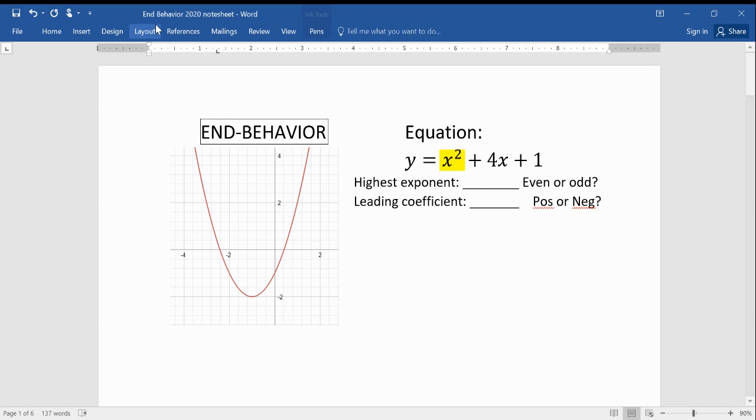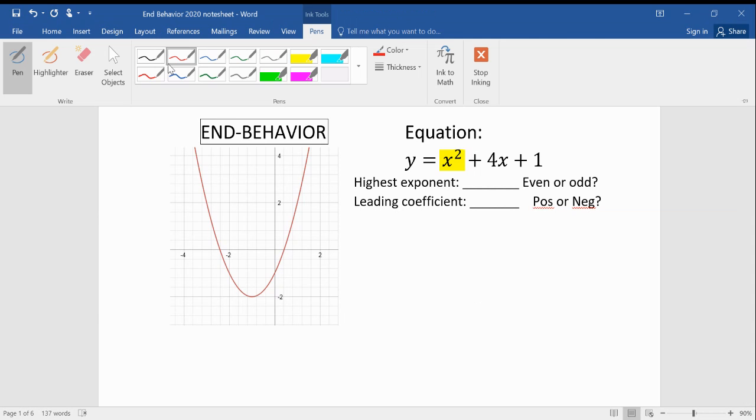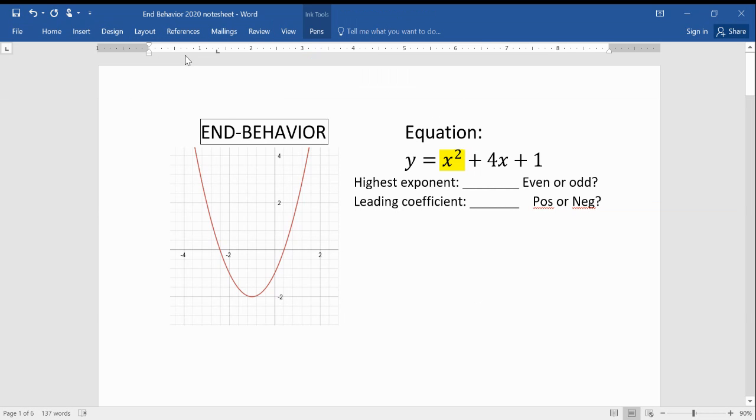We're going to talk about end behavior today. End behavior is really just what the equation is doing at the ends, meaning the left and the right hand side. I've got a couple of examples here, and I'll show you what you need to look at on the graph and in the equation to figure out what the end behavior is.